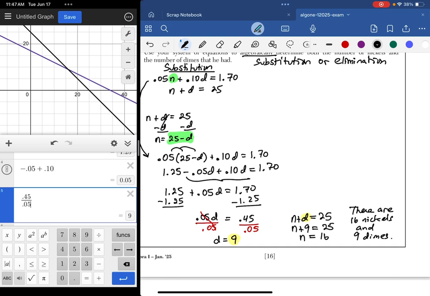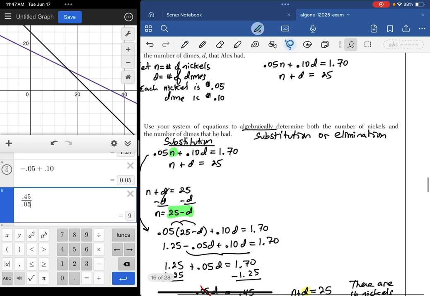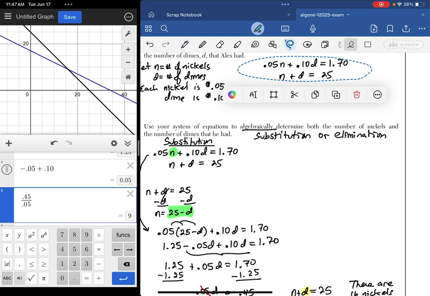Let me show you with elimination. Let's see. Oh, copy it again from up here. Elimination is where you cancel one of the variables out.